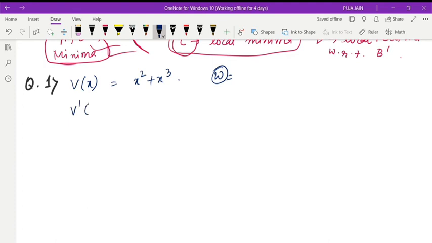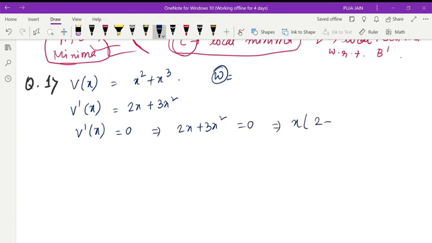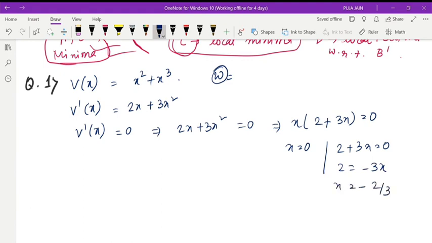Now we will do the first derivative. We will get 2x plus 3x square. For finding the stationary points, we take it equal to 0. So 2x plus 3x square equals 0. If we take x common, we get x times (2 plus 3x) equals 0. That means x equals 0, and 2 plus 3x equals 0, so 2 equals minus 3x and x equals minus 2 by 3. So we are getting these 2 stationary points.